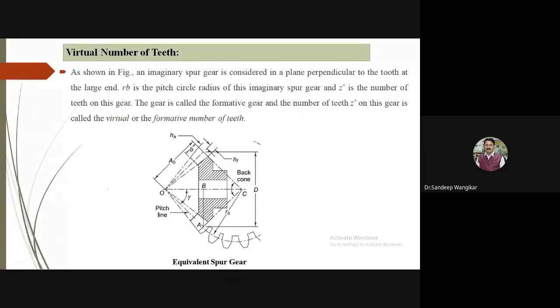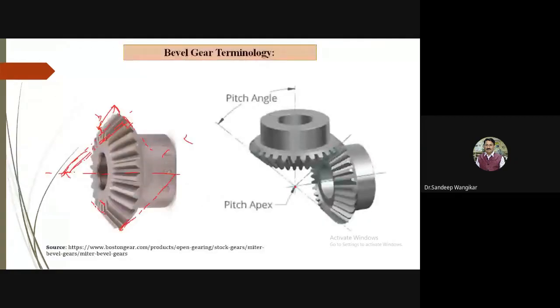So the same concept we have to follow here. Here also we have to assume the formative gear, and we have to proceed. We have to assume a spur gear in a plane. Before proceeding further, let me show you one more thing. If you see the teeth and the dimensions, here you can say, I will say this is the smaller end, and here you see the teeth.